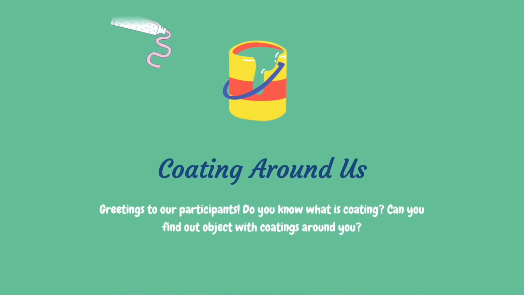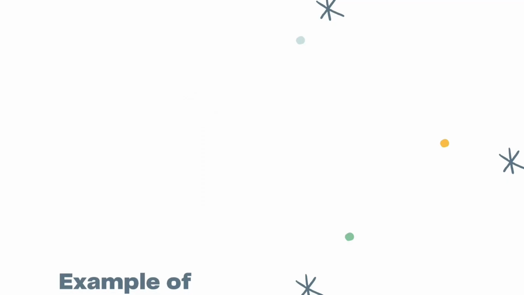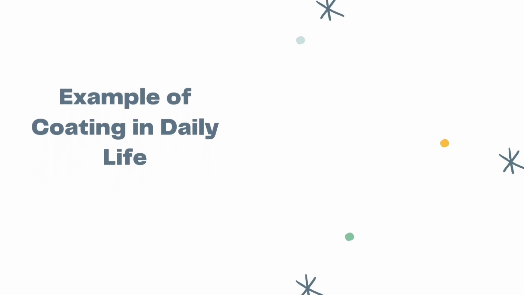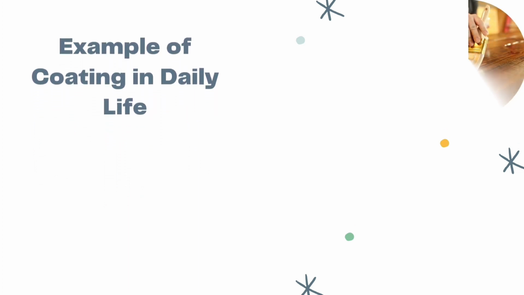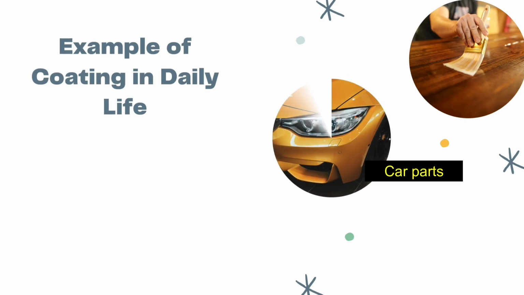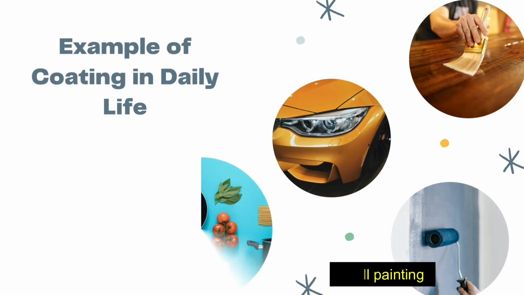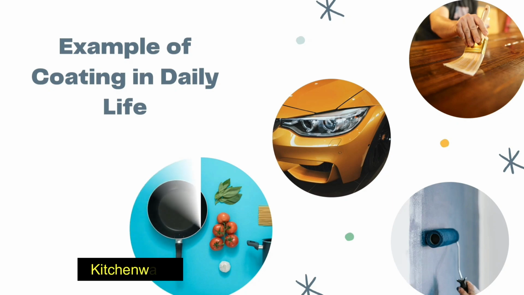So greetings everyone. Do you know what is coating? Can you find out objects with coatings around you? There are a few examples of coatings in our daily lives. For example, table coatings, car parts, wall painting, kitchenware, and color painting.